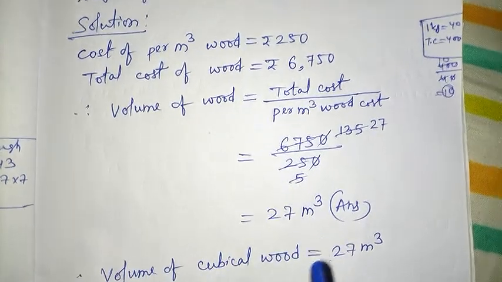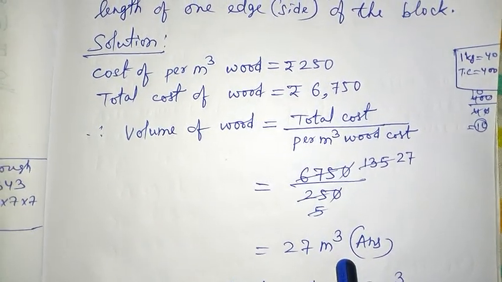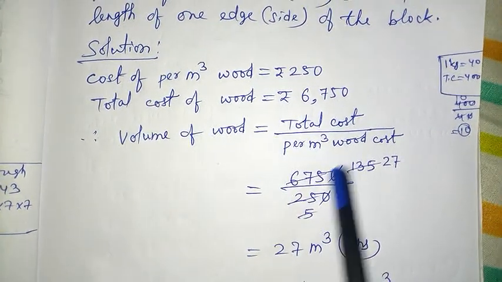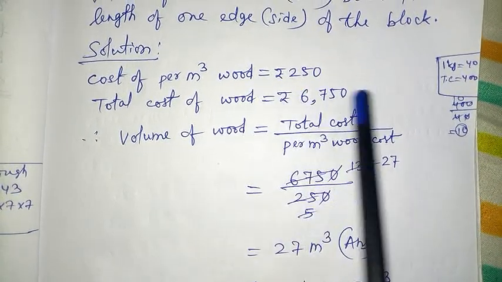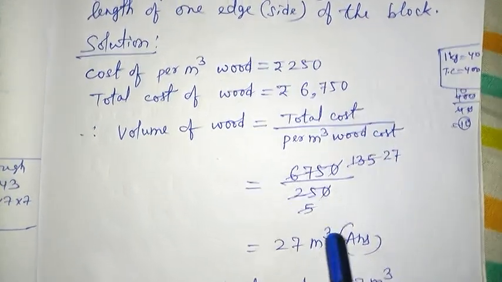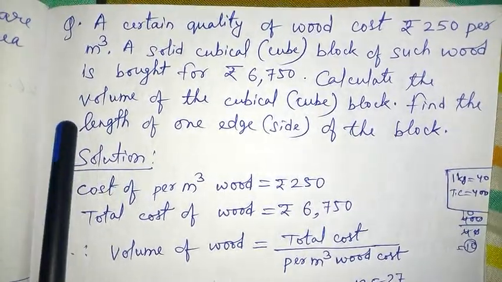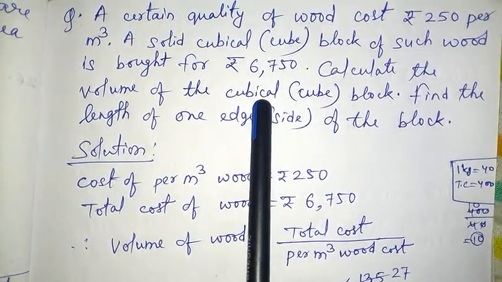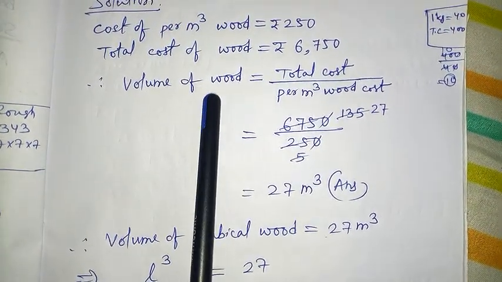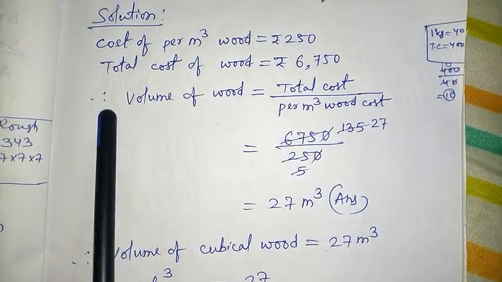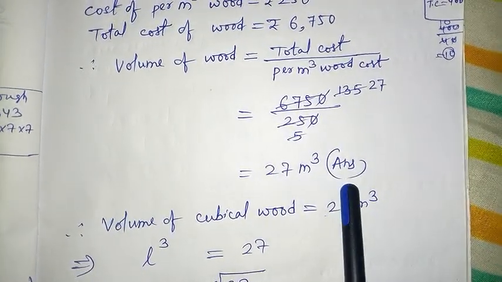That means the volume of the wood is 27 meter cube. Total cost is this particular value and per meter cube is this value. If you cancel and simplify, 27 meter cube. That means one answer came. Find the volume of the cubicle block. Cubicle block means wood. So you can write volume of the cubicle block, or volume of wood, is 27 meter cube is our answer.